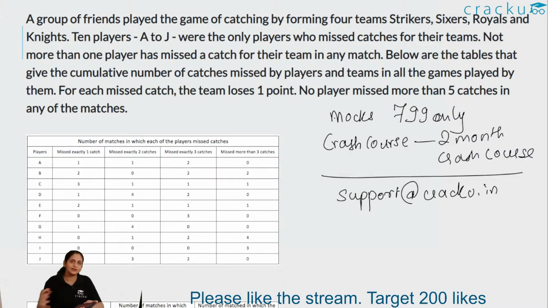You're making guesses, which is not what I'm asking you to do. In LRDI, don't make assumptions, don't make guesses. You should actually try to solve the set. Always solve the set, and you should be taking lesser time to solve the set completely.